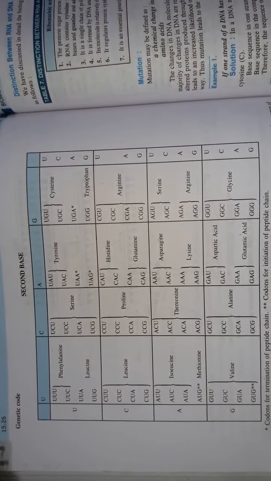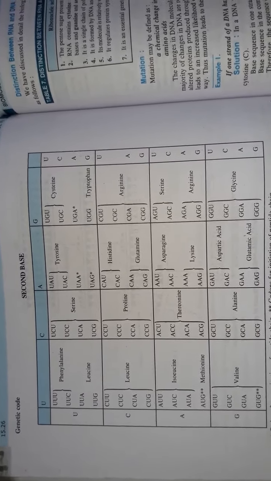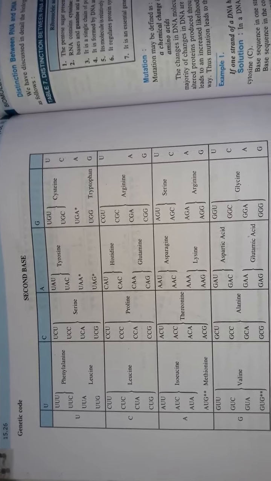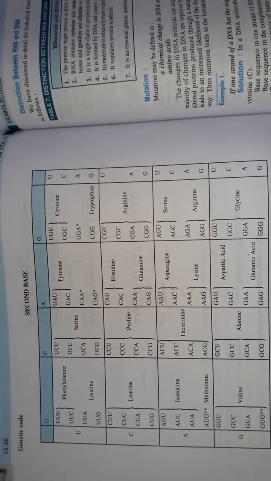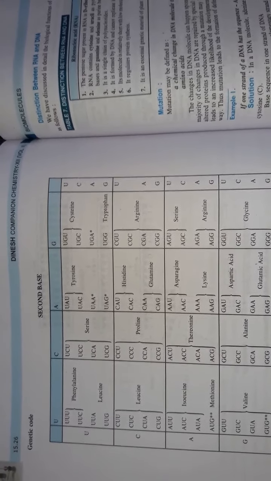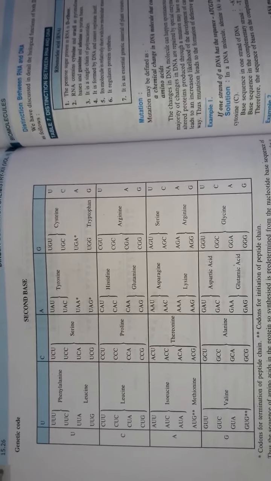This is your genetic code table. You can see here uracil, cytosine, adenine and guanine. So uracil has the triplet 3 times. So you can see here UUU, UUC, UUA. So this is the particular genetic code for the different bases.